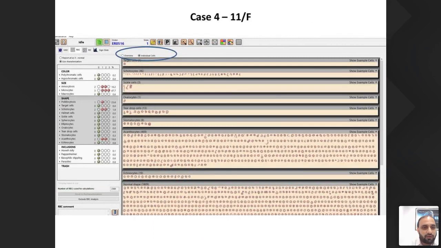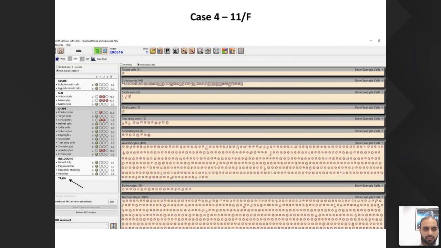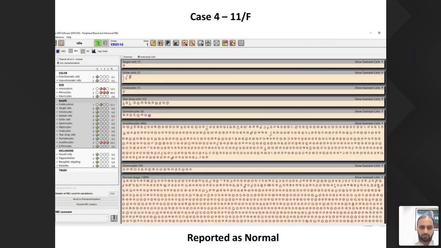So what do I do? I go into the individual cell tab. I click on the individual cell tab. Here I can see all the different poikilocytes in this peripheral smear. And I know all these poikilocytes are not actually poikilocytes, but an artifact. So I select all the schistocytes. And where do I put them? The garbage went in, I got garbage, and I put this garbage back into the trash bin. I can do it with all the other poikilocytes. And then I report this case as normal because I know that there is nothing significant in this case. So I report this as normal.